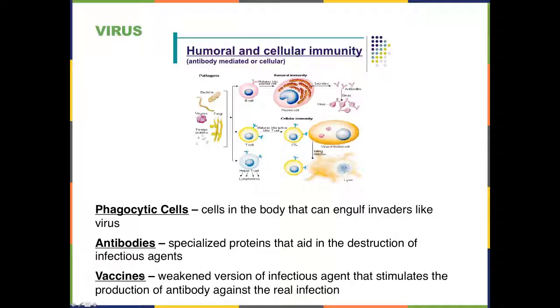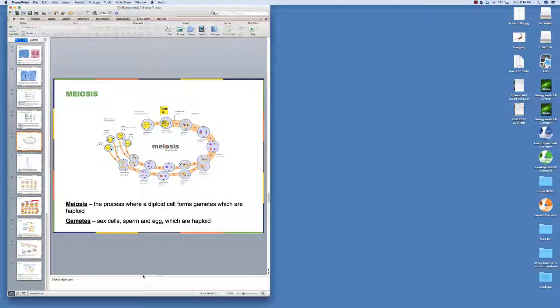So that finishes up our discussion on the cellular aspects of reproduction, and also ending up there with a short section on virus. And next week, we will talk about Mendelian genetics.